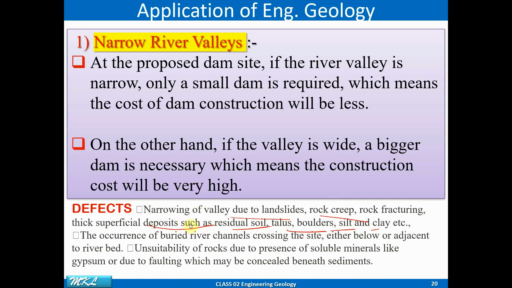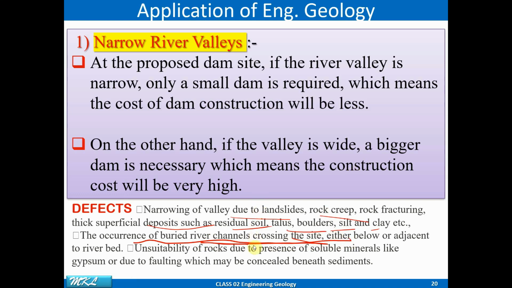And the occurrence of the buried river channels crossing the sides, and sometimes there is a buried river channel which is underground, is crossing the sides either below the adjacent river bed. So that can also create a problem.